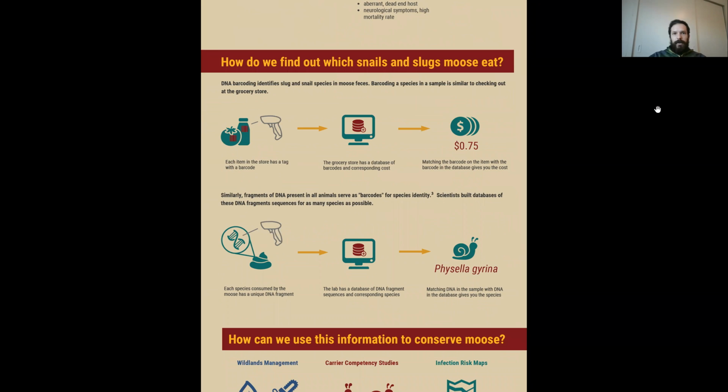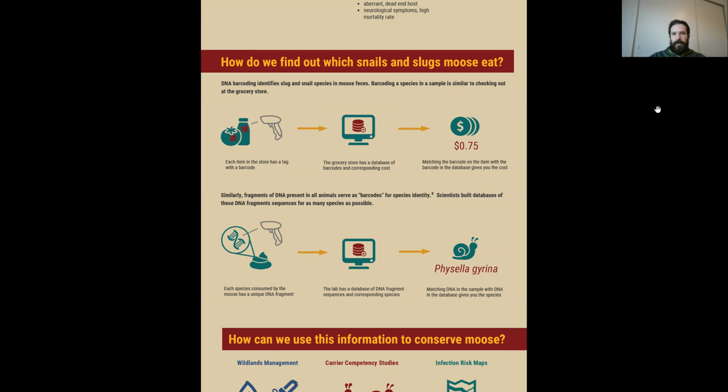To do this, we use a method called DNA barcoding, which works similarly to checking out at the grocery store. When you pick out a grocery item, you'll notice it has a barcode tag. When scanned, this barcode links to a database containing that barcode and the corresponding price for the item.